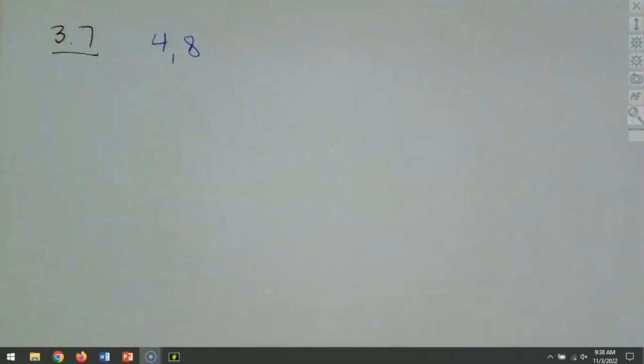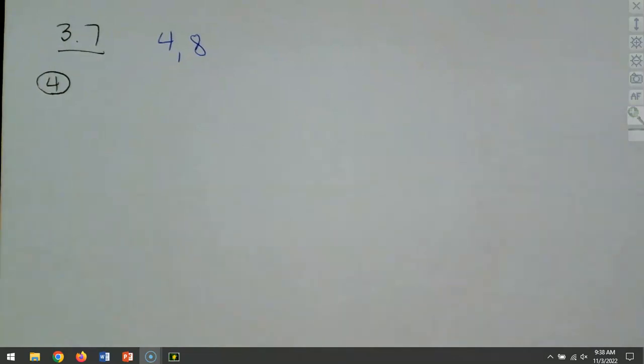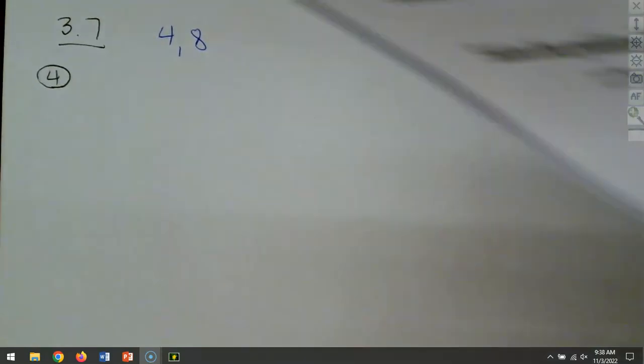Question 4. Okay, so we're going to be looking at 3.7, question 4. And these are variations. So what we have to remember is when it's direct, we multiply. When it's inverse, we divide. And joint just means we have several different factors going together.